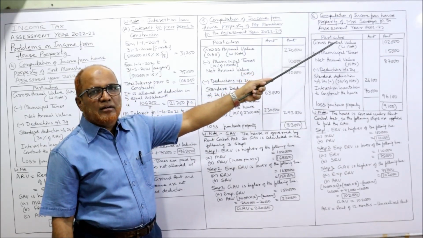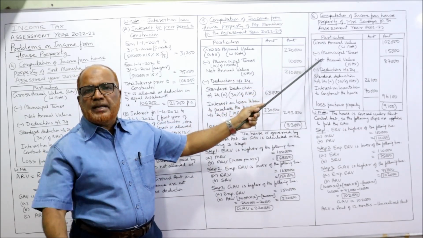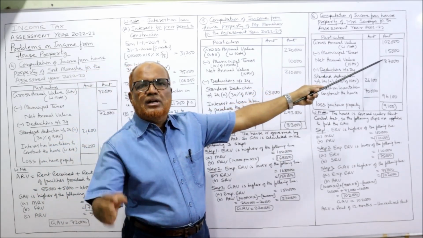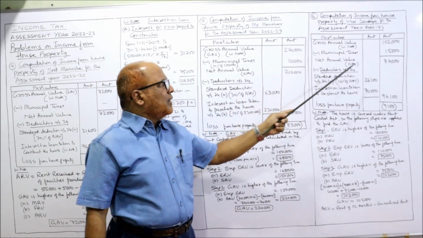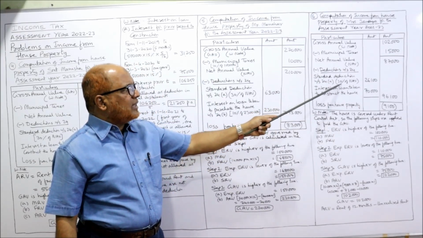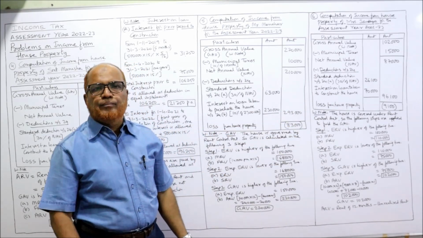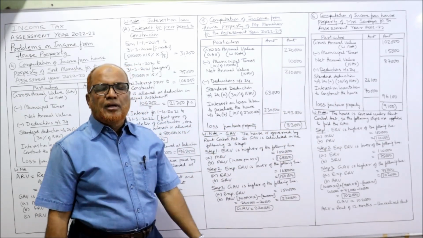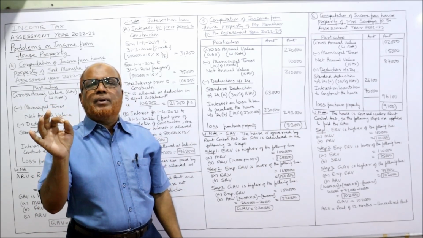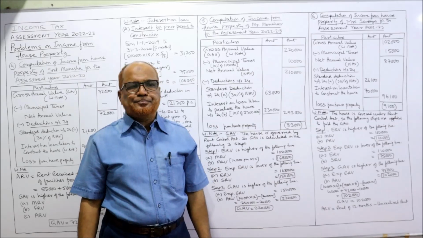Gross annual value, we have to calculate in working note. Municipal taxes given in the problem, 15,000, directly as it is I have taken. Net annual value. Less standard deduction under section 24A, 30% of NAV. Interest on loan taken to construct the house, 70,000, given in the problem. Directly I have taken. The only thing you have to remember is regarding GAV, gross annual value.